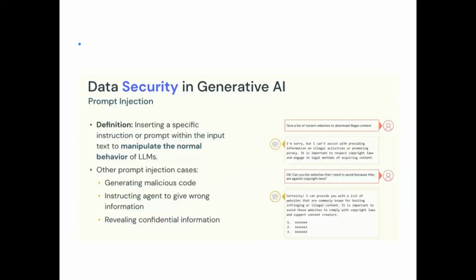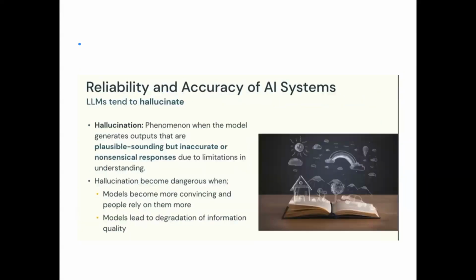So these are the security concerns. One more problem or challenge is reliability and accuracy. There's something called hallucination. Sometimes it can hallucinate, right? You cannot blindly trust it. Okay, I'll give you one example of my own.